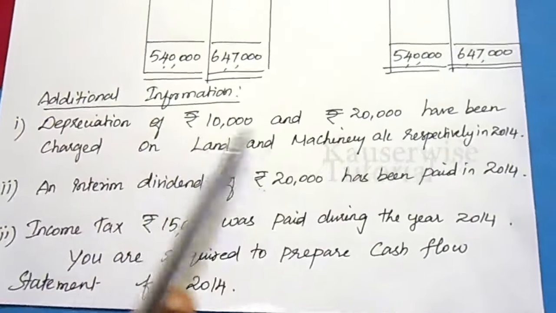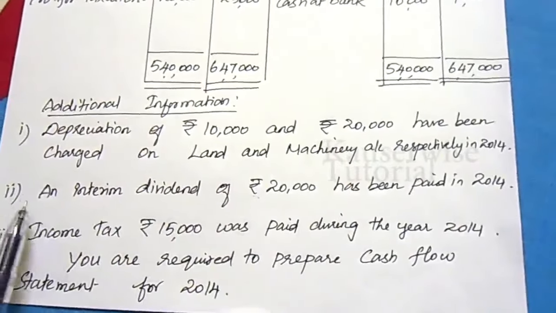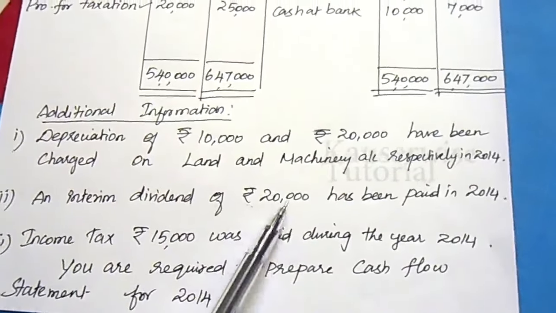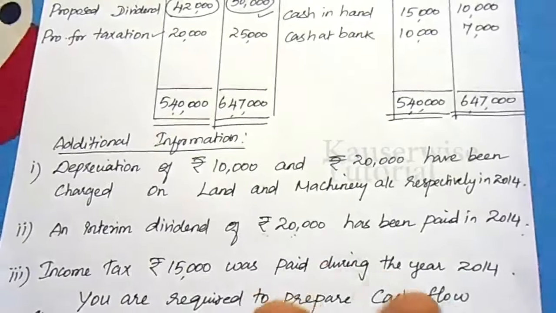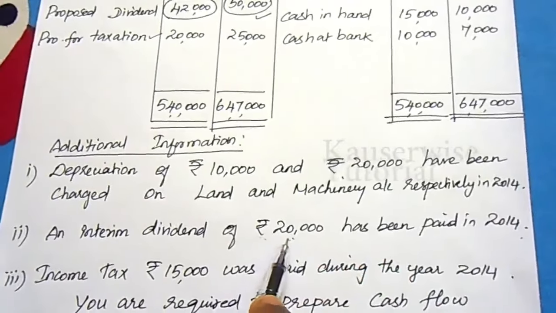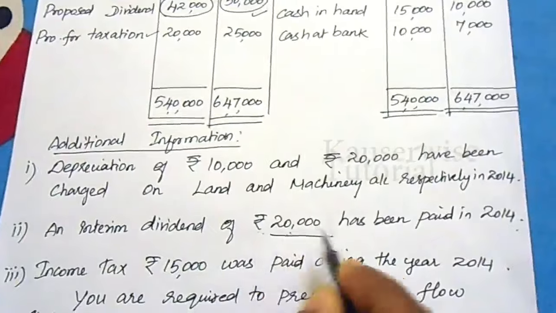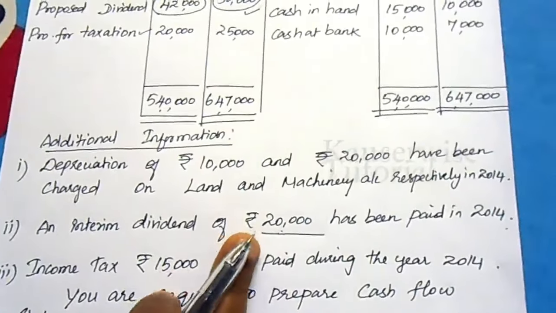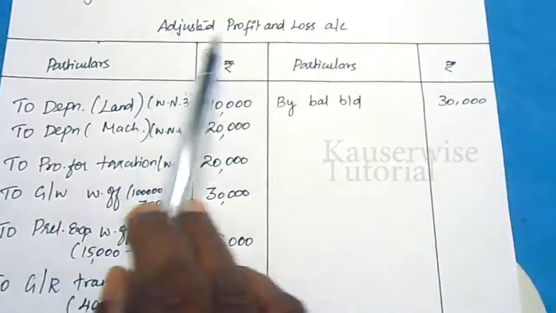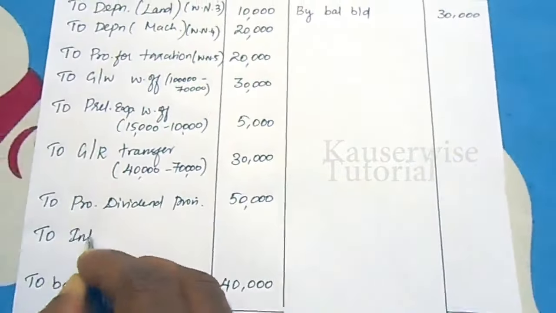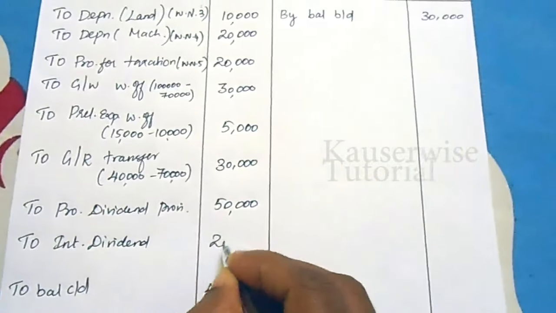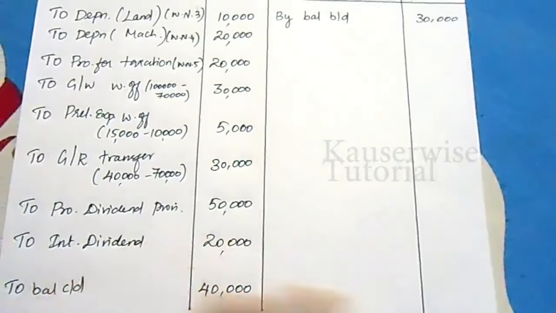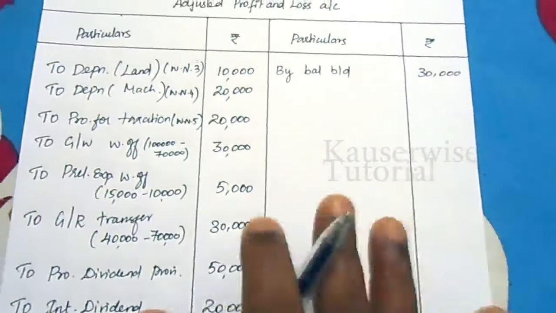Look at the adjustment. We have considered all these things. Look at the second adjustment. An interim dividend of rupees 20,000 has been paid in 2014. This will be recorded in two places. One is the debit side of the adjusted profit and loss account, and the other is application of cash, that is outflow of cash. In the adjusted profit and loss account debit side, to interim dividend, how much? 20,000. There is no entry on the credit side according to this problem.